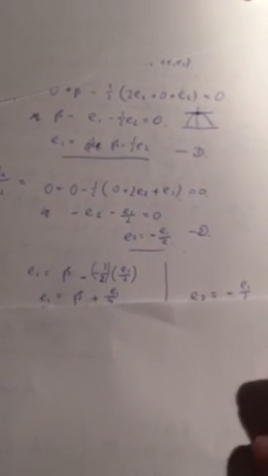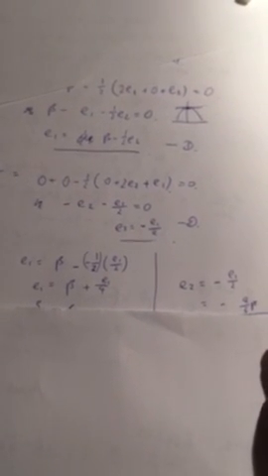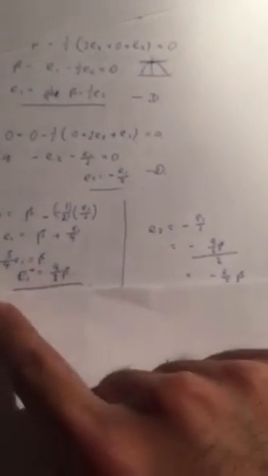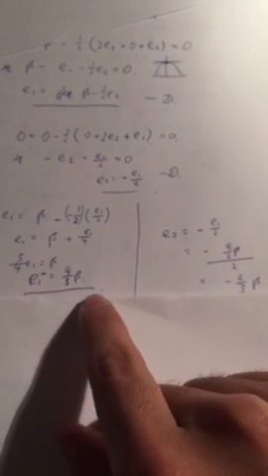So we have two equations with two variables, e1 and e2, and we solve that simultaneously by substituting e2 into here, and we should have e1 equal to 4/3 beta, and e2 equal to negative 2/3 beta, and that is question A.